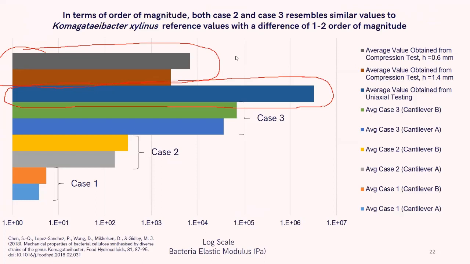Case 2, on average, deviates by only 1 order of magnitude when compared to the compressive testing, and 3 orders of magnitude when compared to the tensile testing. Similarly, case 3 also deviates by only 1 order of magnitude compared to the compressive testing, however, for the tensile testing, it deviates by 2 orders of magnitude.